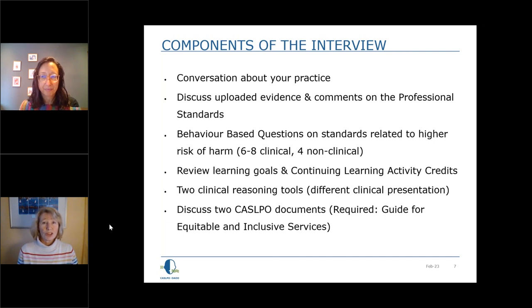As an audiologist, you might choose something like a hearing aid prescription clinical presentation, and something as a contrast, maybe cerumen management. So really 2 types of patients. And then also, we have discussed this already, the Guide for Equitable and Inclusive Services will be one of the required documents, and the second one will be one that you choose that is relevant to your practice.